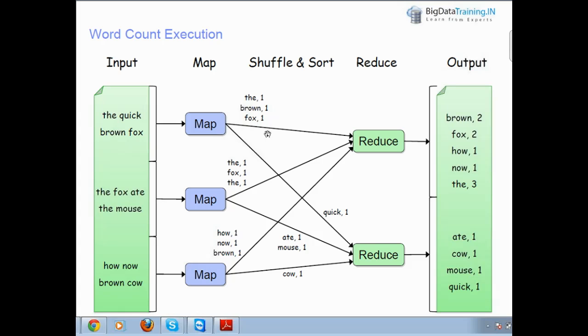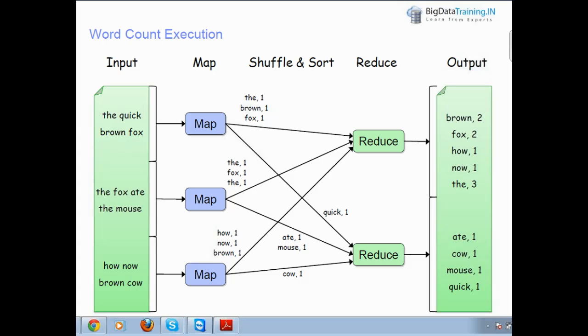So this is what we call intermediate key value pairs. When you say intermediate key value pairs, what does that mean to you? You need to understand that intermediate key value pairs are nothing but the actual output of your mapper function. These intermediate key value pairs will go through a process called shuffle and sort. This is a very crucial and important step in your MapReduce function.